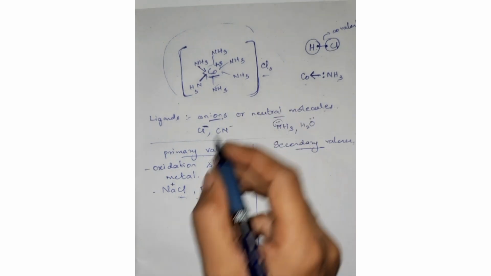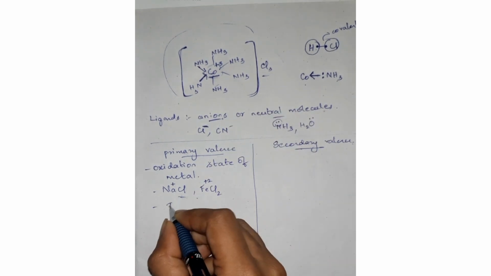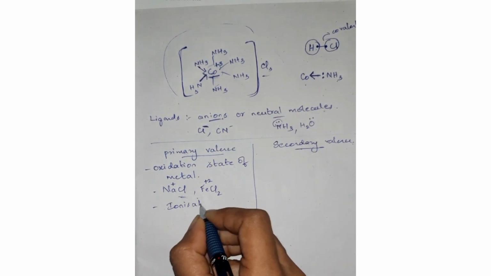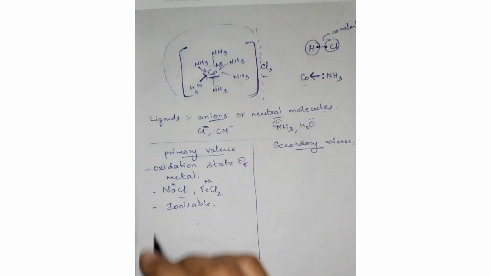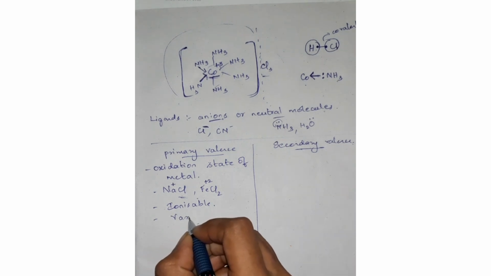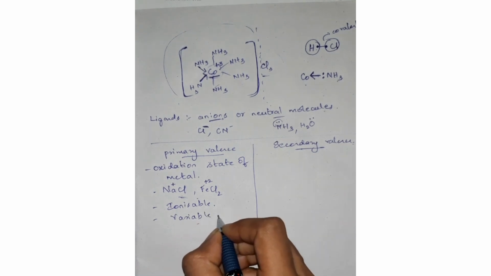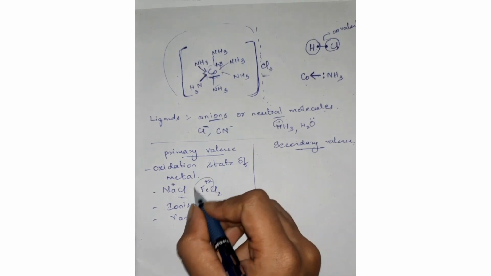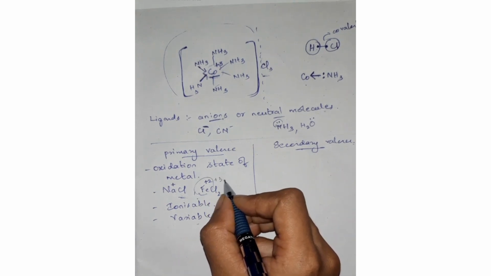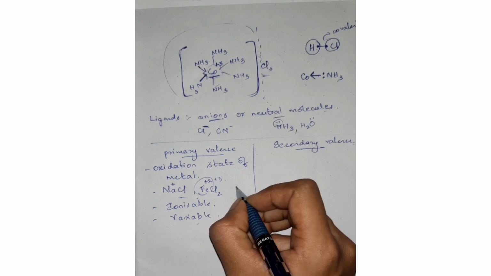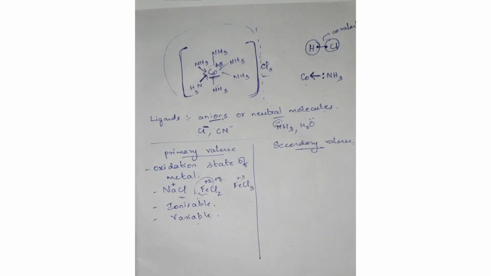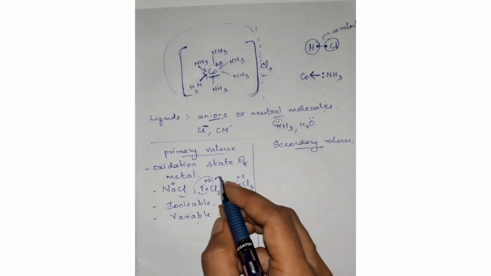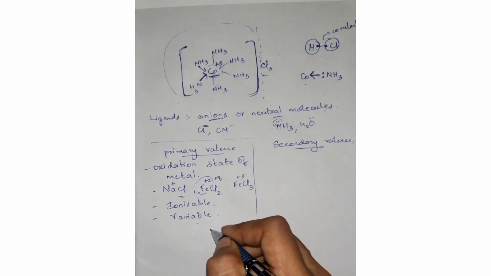This primary valence is ionizable, so you can ionize this. The primary valence is ionizable, and it is variable. It can be different. For example, Fe can have a +2 or +3 state. In FeCl3, the oxidation state will be +3. So the primary valence is ionizable and it's variable.